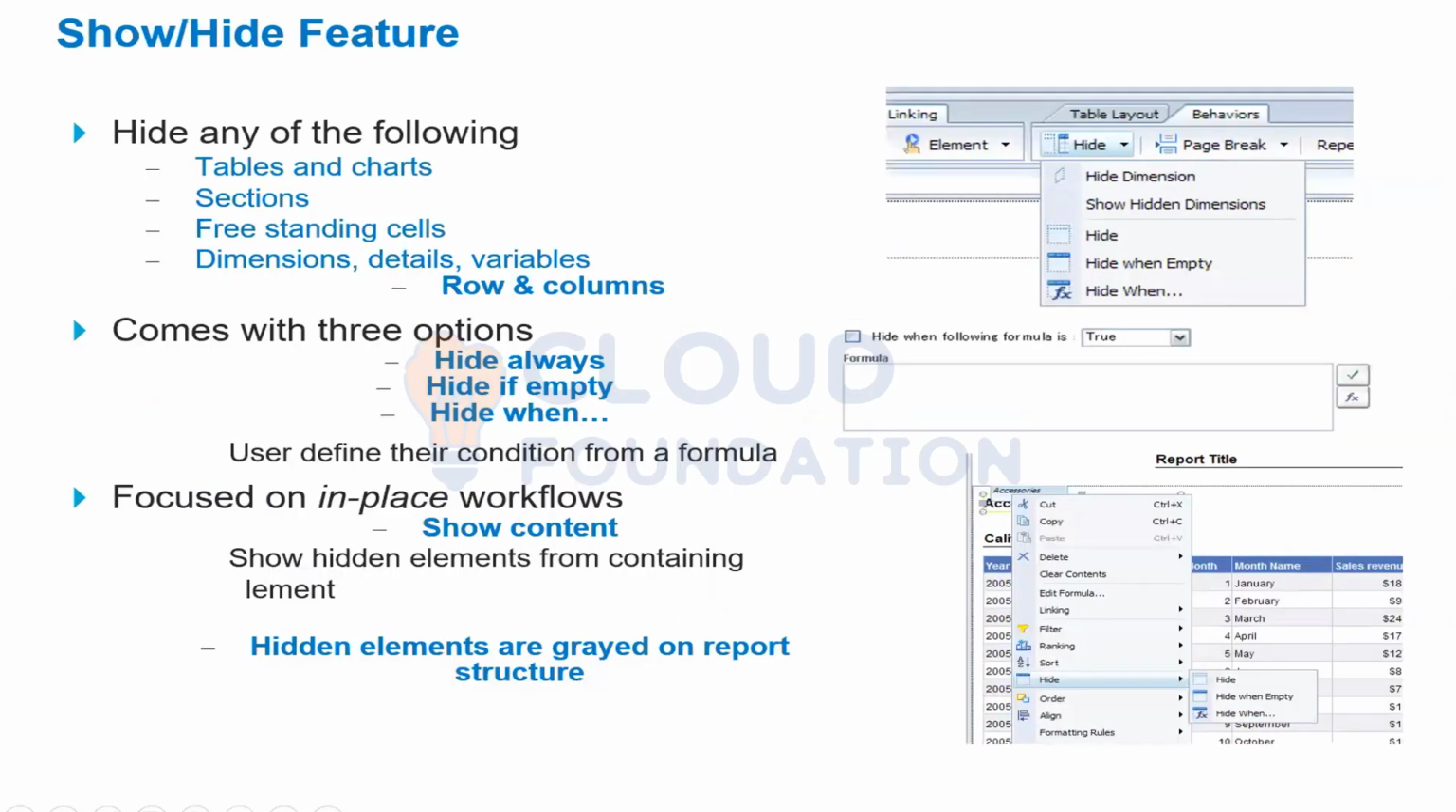The show or hide feature is also there. If we want to hide some objects based on certain criteria, we can hide them. These are the options: hide when empty, so if it is empty, we can hide. Or hide when, which means we can write some formula, and if it matches that formula, we can hide.